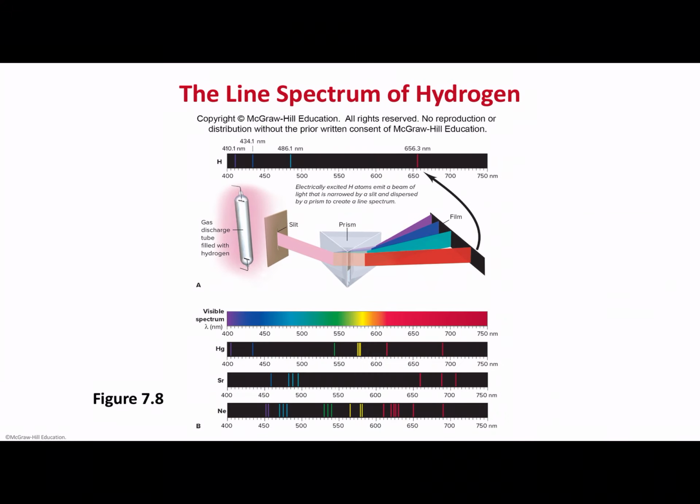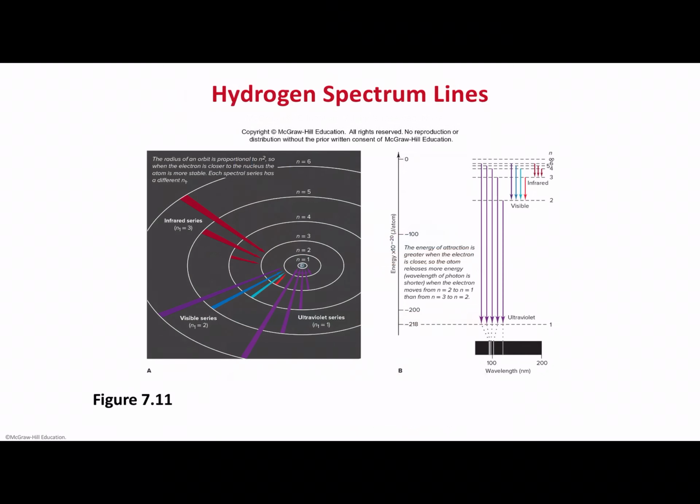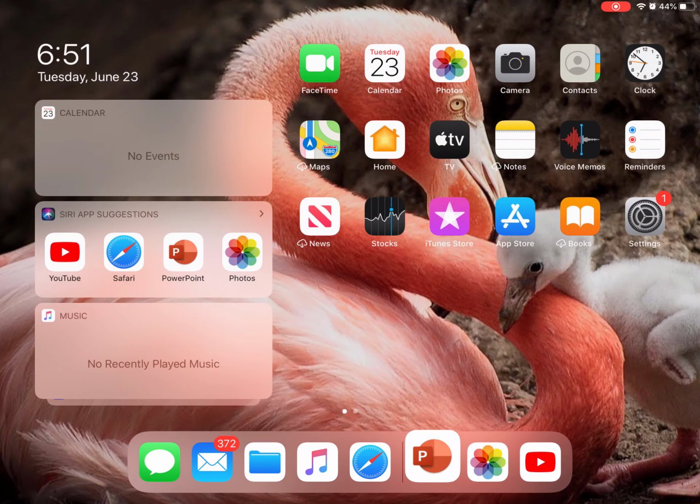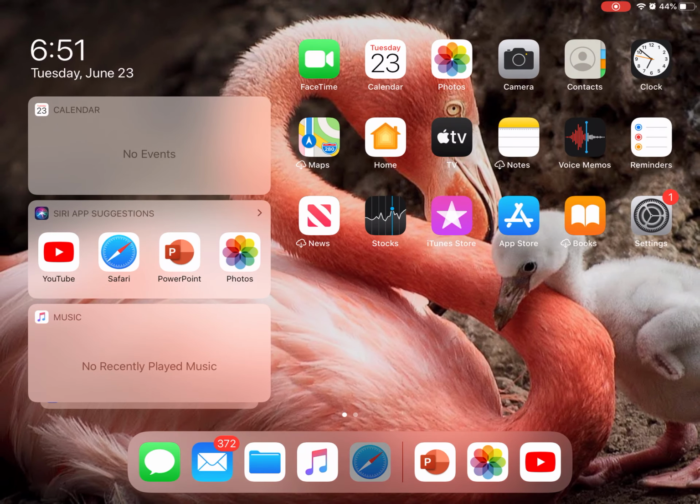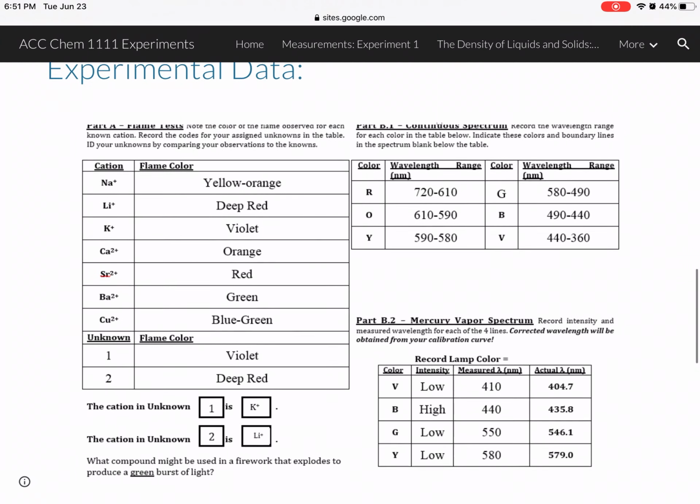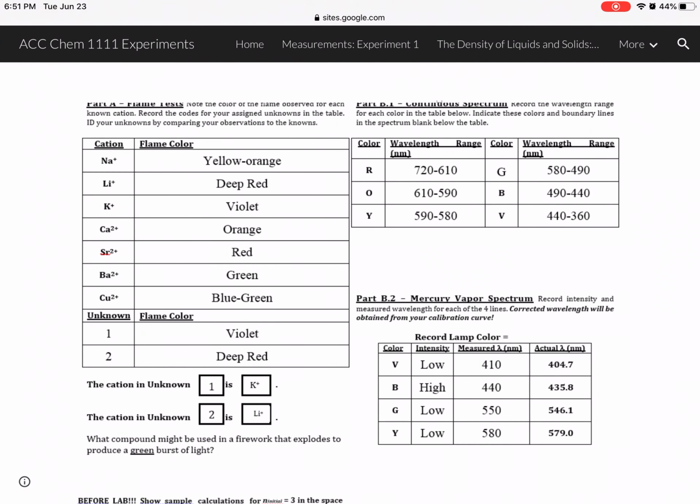Okay, so let's go back to our virtual lab area. All right, so now part A is the data from the flame test. You will watch the video, and it's also written here what colors we should be seeing for each different cation. From the unknown, we can identify what the unknowns are by looking at the color of the flame. That is also given to you.